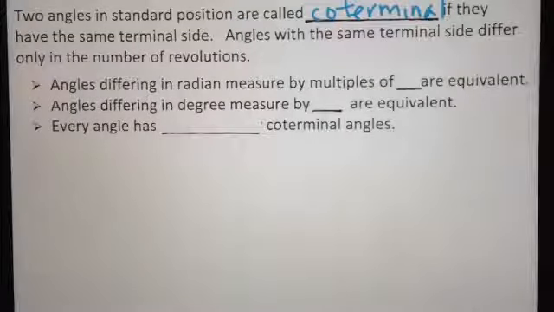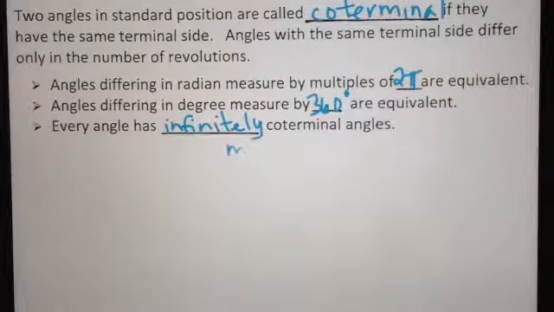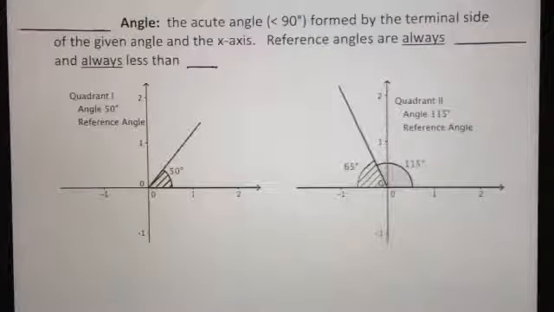Angles differing in radian measure by multiples of 2 pi are equivalent, because that's a whole circle. Angles differing in degree measures by 360 degrees are equivalent. Every angle has infinitely many coterminal angles. Infinitely many. Sorry, that's such a small blank. So this is the next thing on the notes.